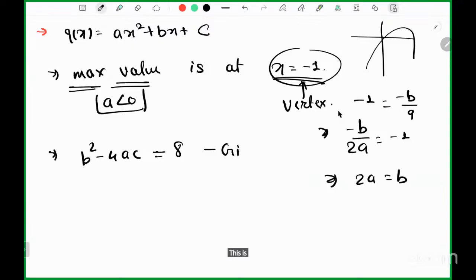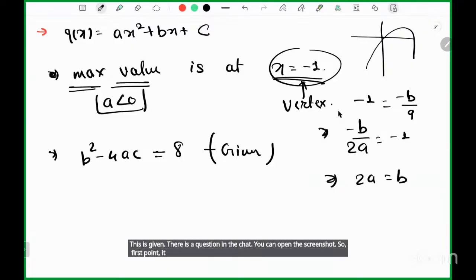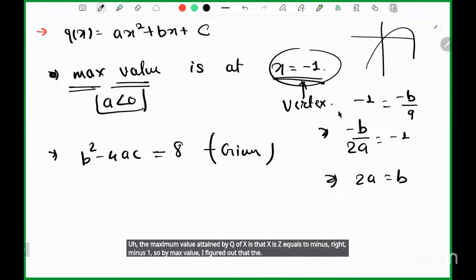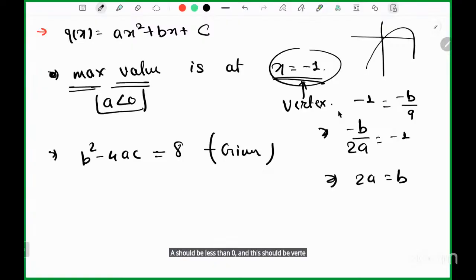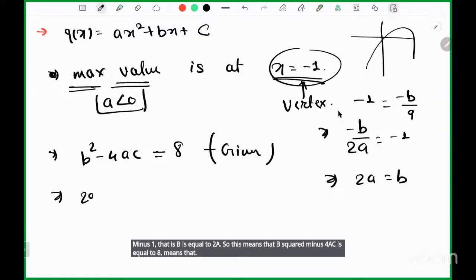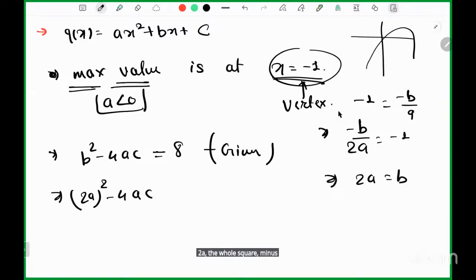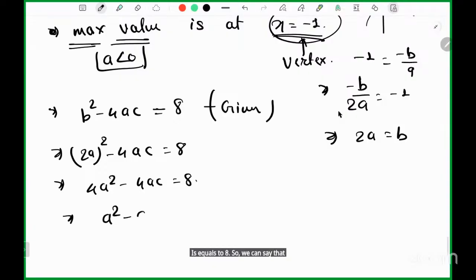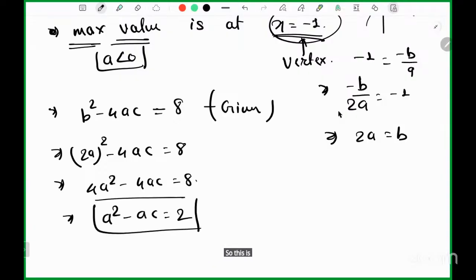This is given. There is a question in the chat. You can open the screenshot. So first point, it says that the maximum value attained by q of x is at x equals minus 1. So by max value, I figure out that a should be less than 0 and this should be the vertex. So that is minus b by 2a equals minus 1. That is b equals 2a. So b square minus 4ac equals 8 means that 2a the whole square minus 4ac equals 8, which means that 4a square minus 4ac equals 8. So we can say that a square minus ac equals 2. So this is another relation we get from the question.